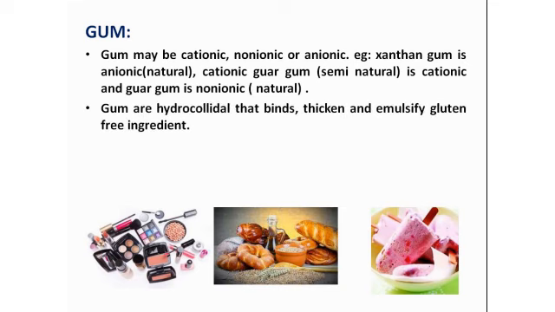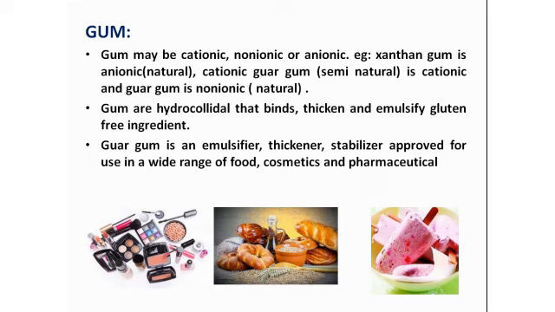So the gums are actually hydrocolloids. They help in the binding, thickening and emulsifying of the gluten-free ingredients. So this guar gum is an emulsifier, right? It is also used as a thickener. It is also used as a stabilizer, and it is used in a wide range of food, cosmetics and pharmaceuticals, right? So it helps in the thickening without application of the heat. That is its most effective use. Without application of the heat, the gum helps in the thickening of the substances, right?